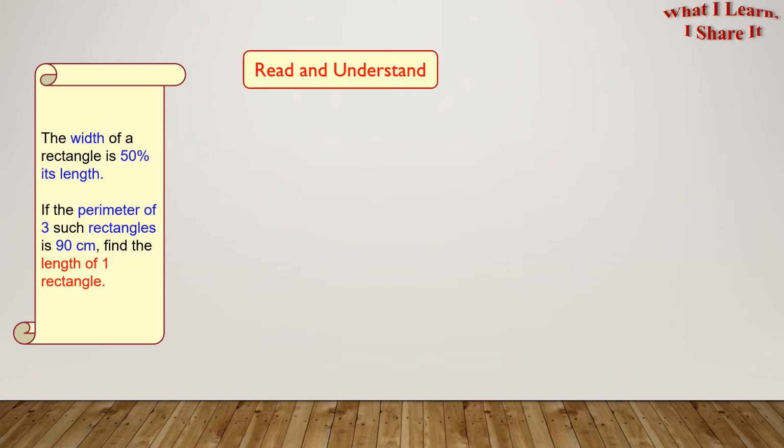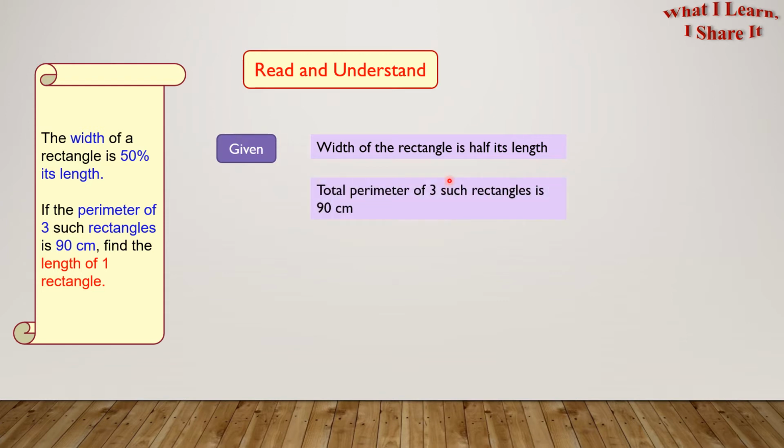Let's read and understand the problem. So, what is given to us? We are given the width of a rectangle is 50% its length. What this means is the width of the rectangle is half its length because 50% is half. We're also given that the total perimeter of 3 such rectangles is 90 centimeters.